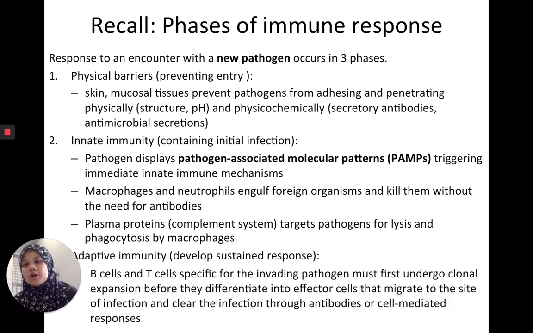But then we have our more sophisticated branch of immunity called the adaptive immunity. This kicks in after the innate immunity realizes, okay, I can't get rid of this fast enough, so let's call for backup. They'll stimulate the B cells and T cells to undergo clonal expansion, and then they will also get involved in trying to clear the infection and the pathogen through antibodies or through cell-mediated responses.